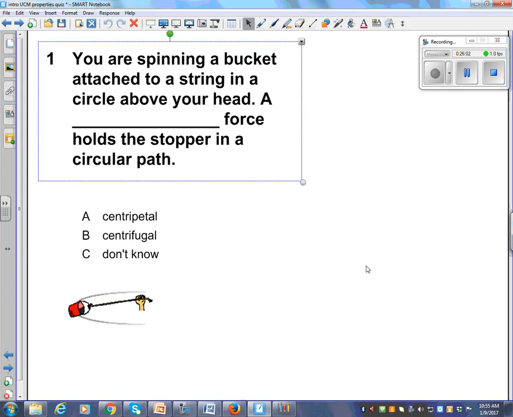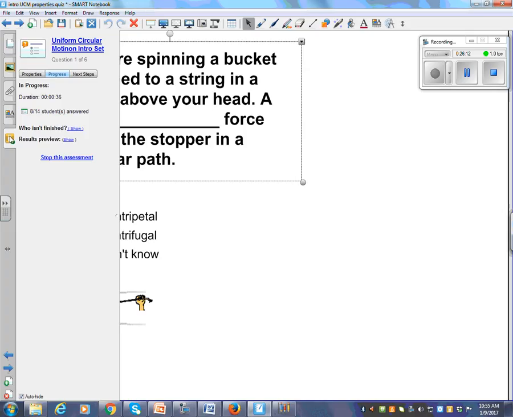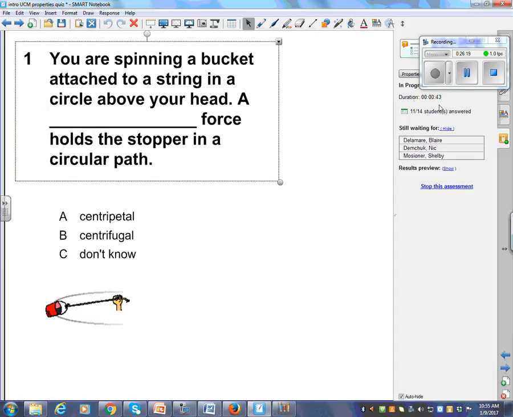You are spinning a bucket attached to a string in a circle over your head. What kind of force holds the stopper in a circular path? Is it centripetal or centrifugal? Apparently I have to go through all the questions, right? Yeah, that's okay. We'll do it that way. Blair, shall we?